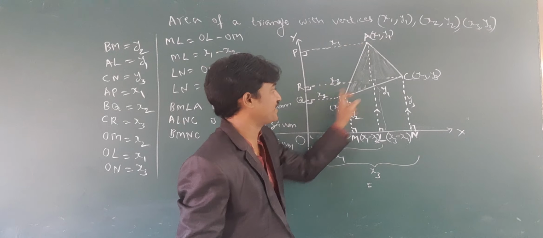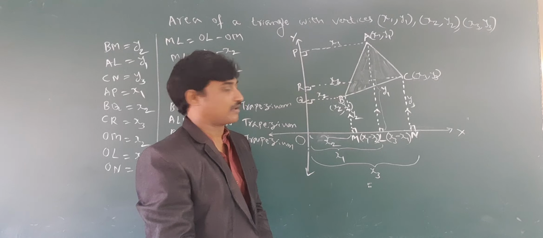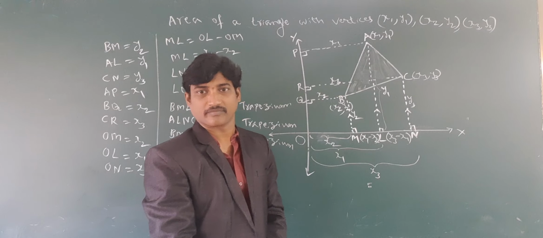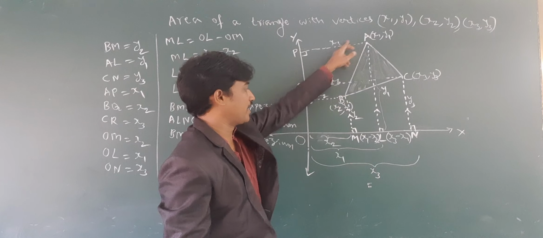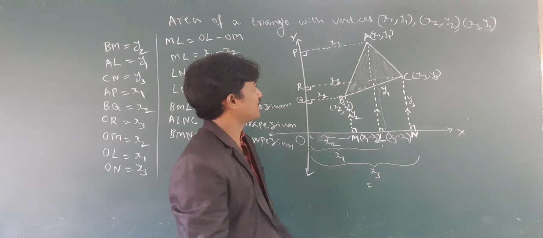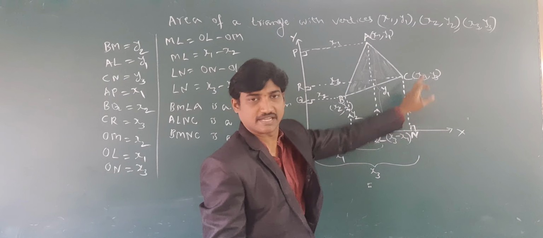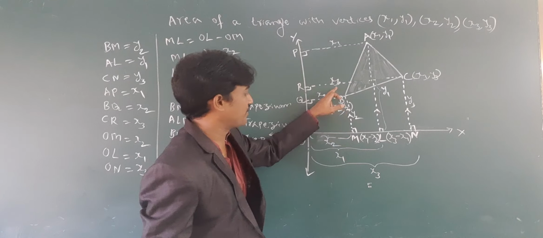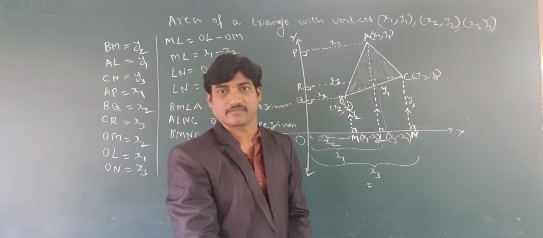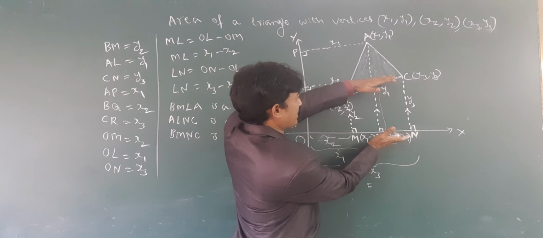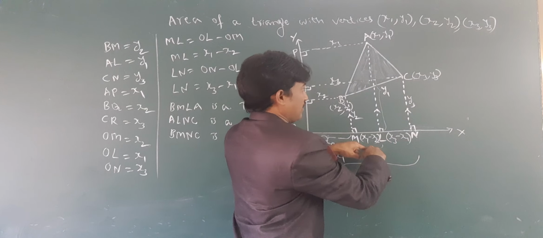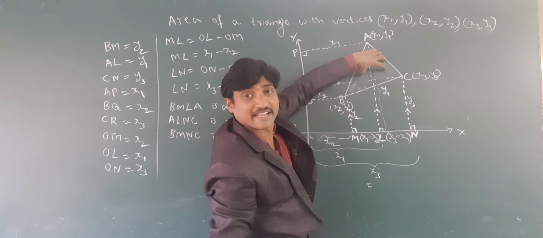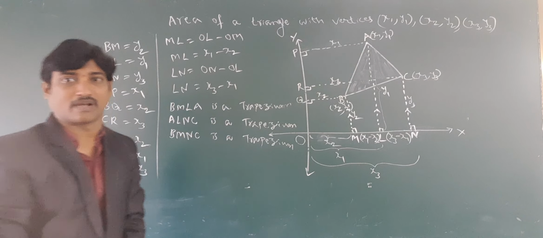Area of triangle ABC is equal to the area of trapezium BMLA plus the area of trapezium ALNC, minus the area of trapezium BMNC. If we cut the BMNC trapezium area from this figure, we get the area of this triangle. I am writing that.